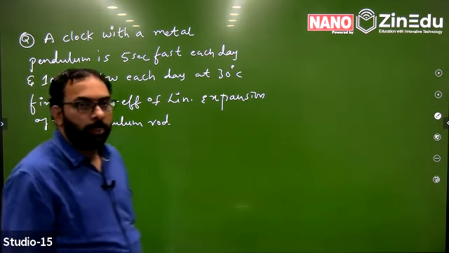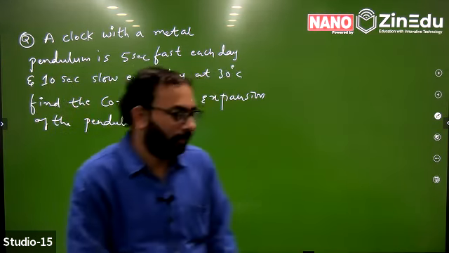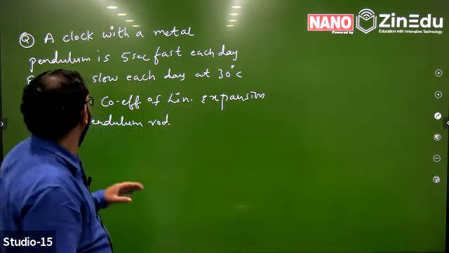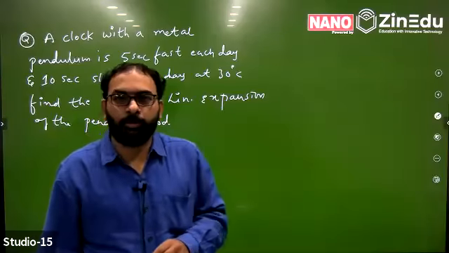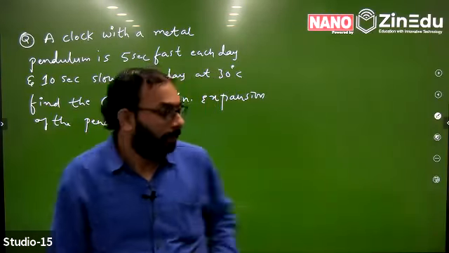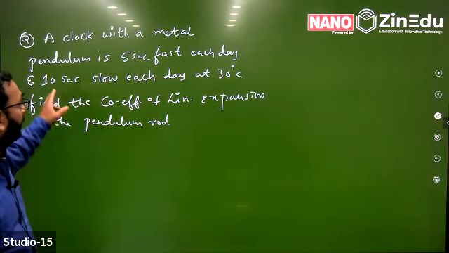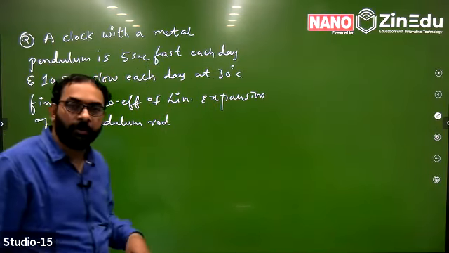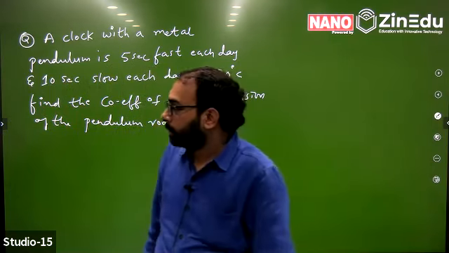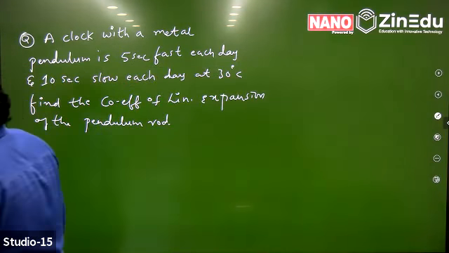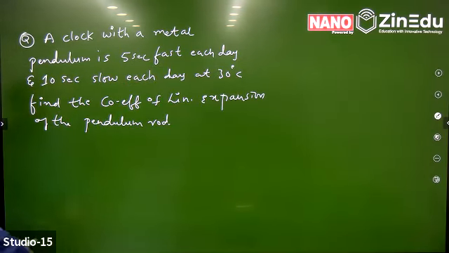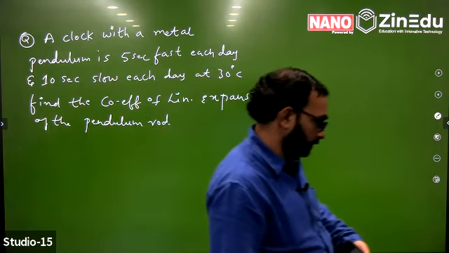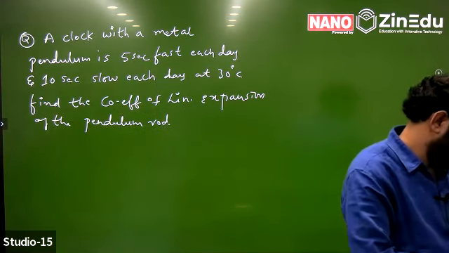So here, do we have a confusion like, how come at 30 degrees Celsius this particular pendulum clock can run 5 seconds fast and it can run 10 seconds slow? How is it possible? Only one temperature is given. At one temperature, how is it possible? Think about it.